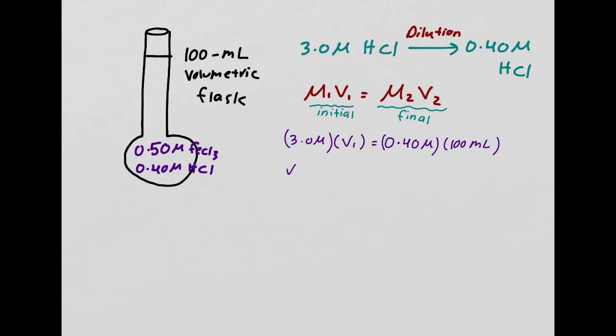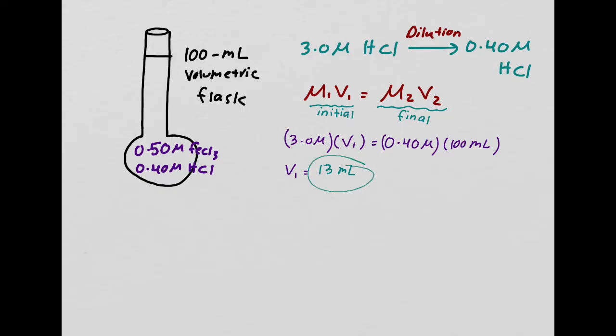Let's do a little math to figure out V1. To figure out V1, I'm taking my calculator out: 0.40 times 100 divided by 3. 0.4 times 100 divided by 3. What I end up getting is 13 ml. So far, so good?